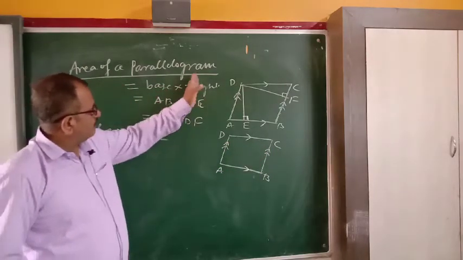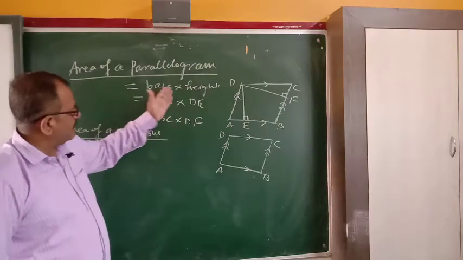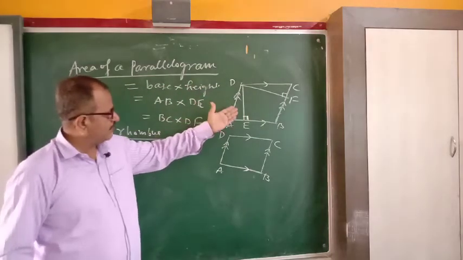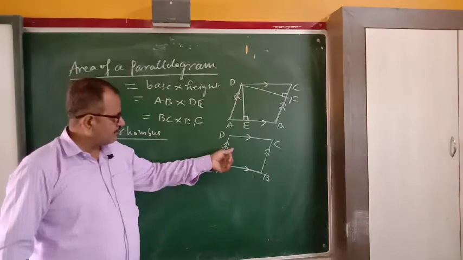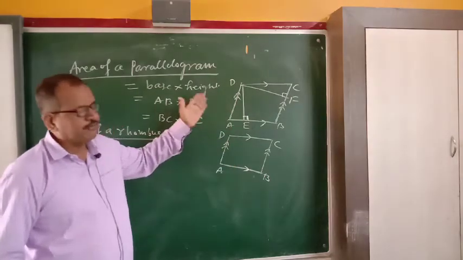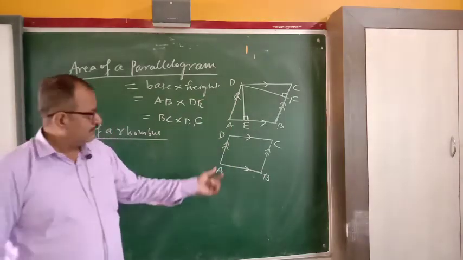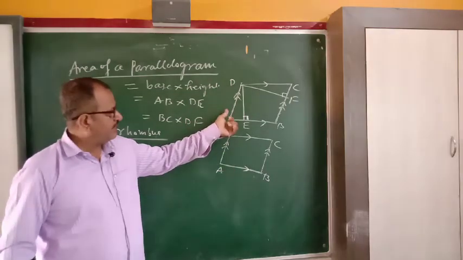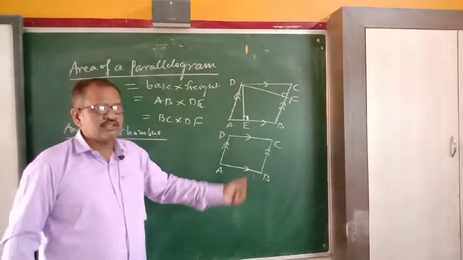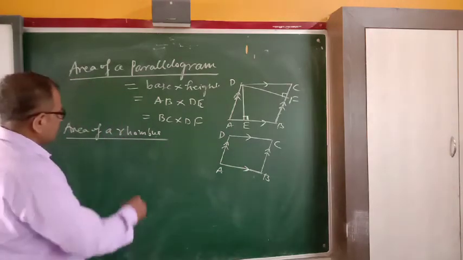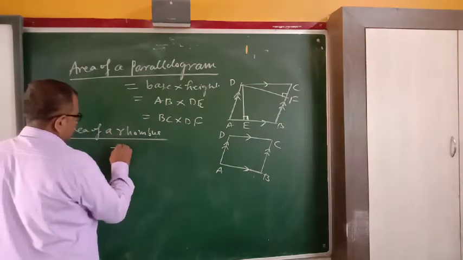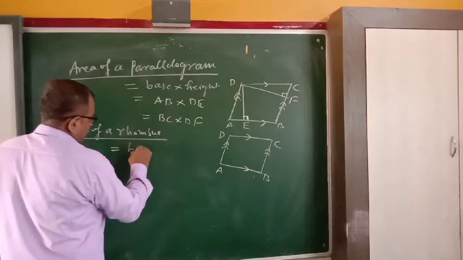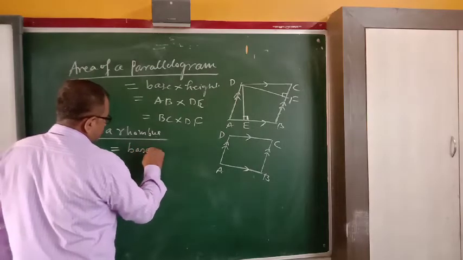In the parallelogram, we have written the formula area of parallelogram is base into height. So in the case of a rhombus, we can also apply the same formula, base into height, because a rhombus is also a parallelogram. So the formula for the area of a parallelogram we can apply in the case of a rhombus. So the area of a rhombus is equal to base into height.